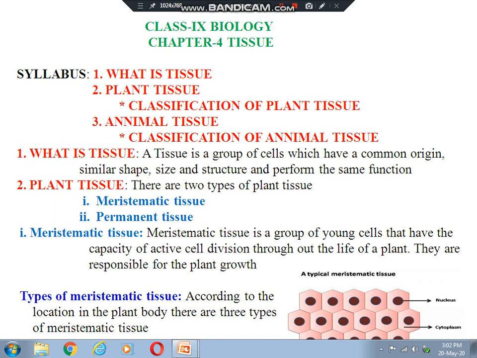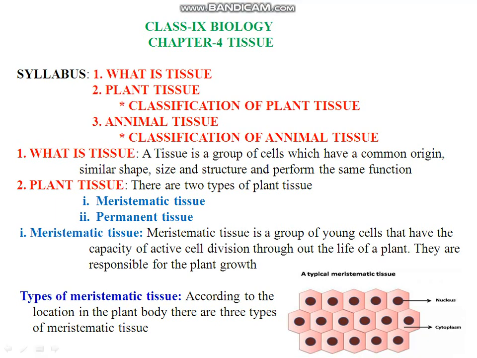Dear students, I am going to teach class 9 biology, chapter 4, and in this chapter you will learn about tissue. The syllabus is given here. What is tissue? That means you have to learn about the definition of tissue. Then at first you will learn about plant tissue and its classification, then animal tissue and classification of animal tissue. At first I am teaching plant tissue, then I will teach you animal tissue.